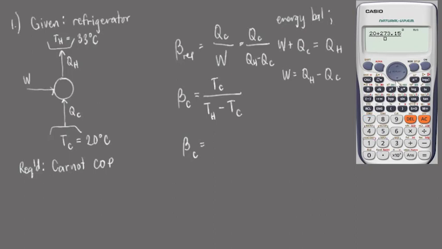In the denominator, you don't need to convert them to Kelvin because this is a difference in temperature. So the conversion of plus 273.15 will only cancel in the denominator. So this is 33 minus 20. Our COP is 22.55.